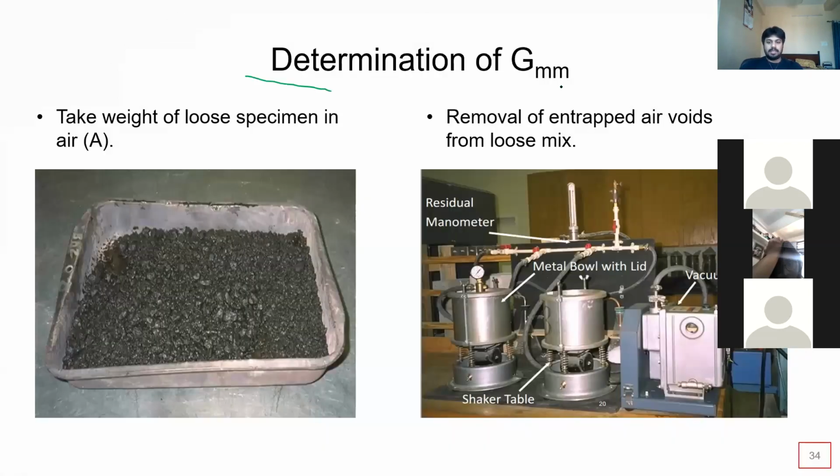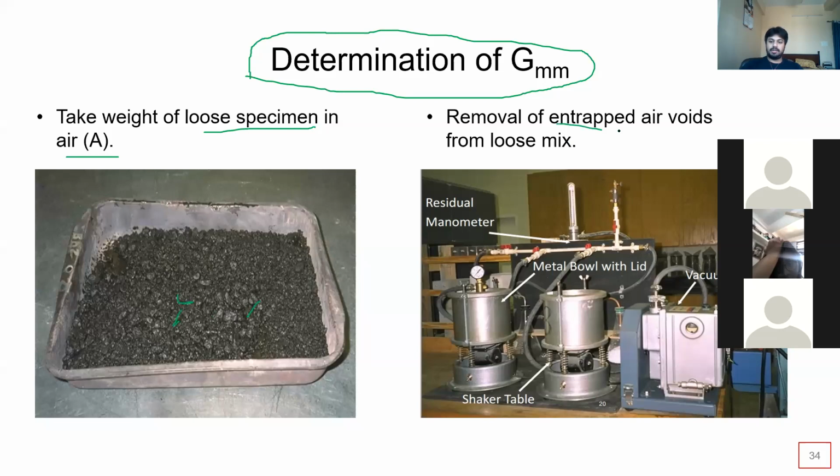Determination of GMM. What was GMM? The maximum theoretical mix specific gravity. So in order to find that, we have some kind of setup to find the GMM of a bituminous mix. You take the loose specimen, take its weight, and then the entrapped air voids inside have to be removed from the loose mix.